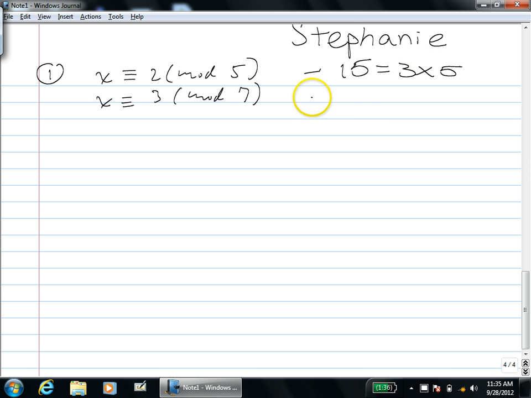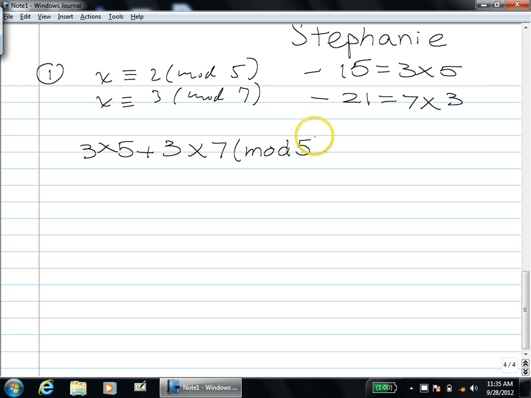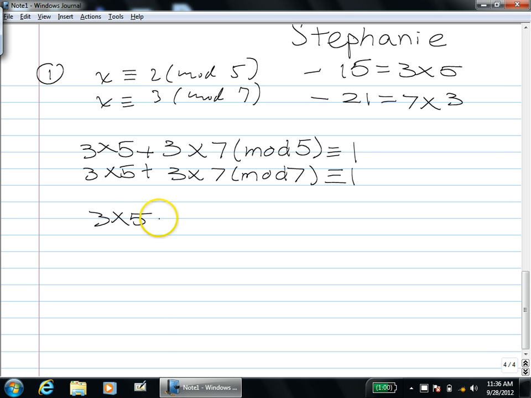First, she found the multiple of 5 that's 1 more than a multiple of 7. There's the multiple of 7 that's 1 more than a multiple of 5. If she were to add those 2 things together and mod them by the 2 numbers, in this case, she'd get 1 for both of them. Yeah, some people would maybe put more parentheses, but it's okay.